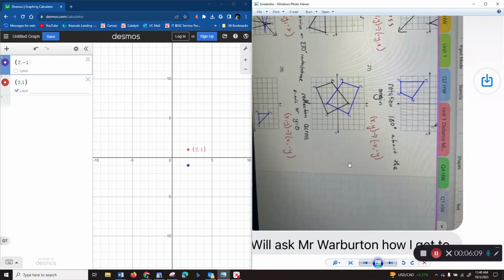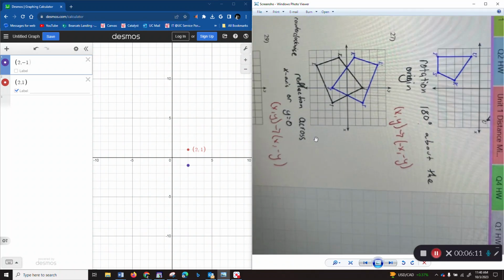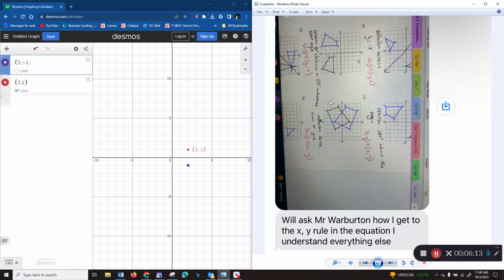Can't read the others. Here we go. I think we already talked about rotation 90 degrees and the x-axis. We did that, we did that. So that's the only 4.